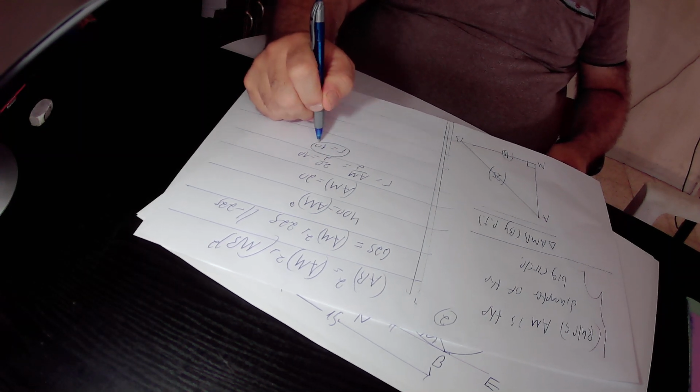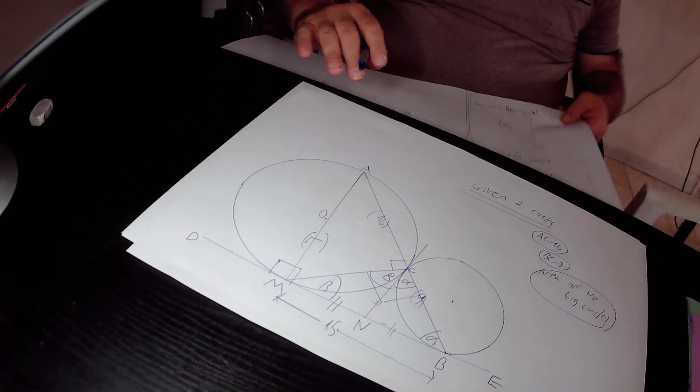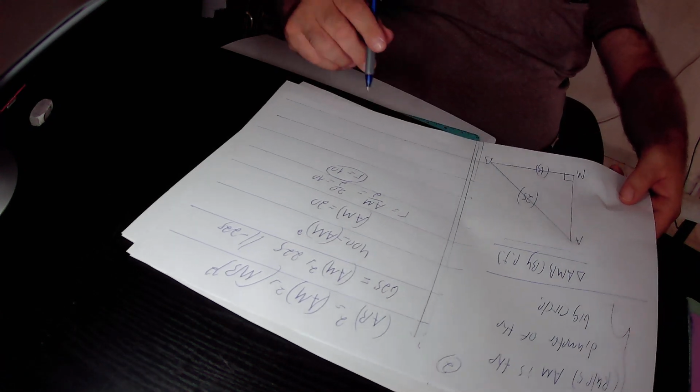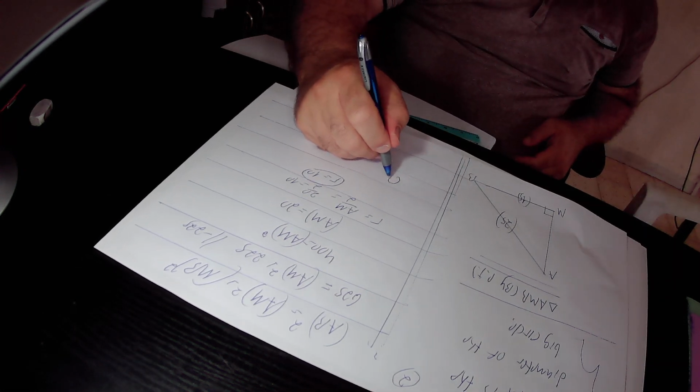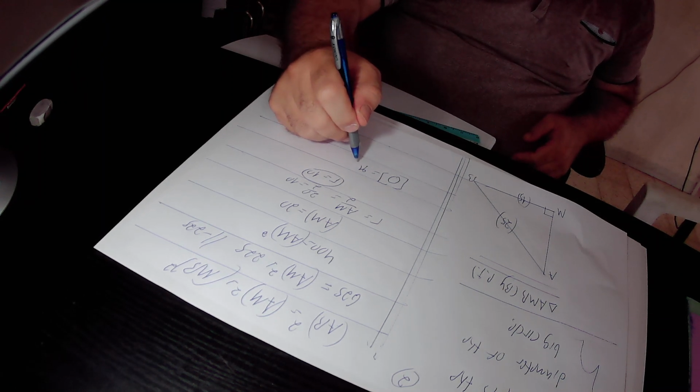Our mission is to find out the area of this big circle. Actually, the area of any circle is equal to pi times the radius of the circle squared.